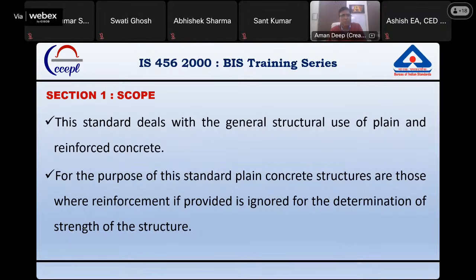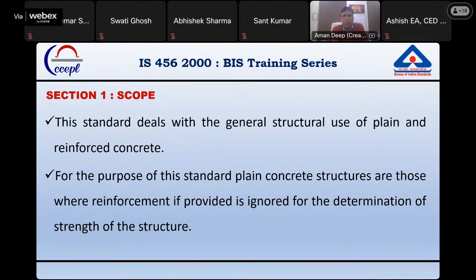So coming to the first section, which is the scope. Now, if we understand about this RCC, then the scope deals with the general structural use of plain and reinforced concrete. So we will be discussing how we can make use of it and the design aspects using IS 456 for the reinforced concrete structures.